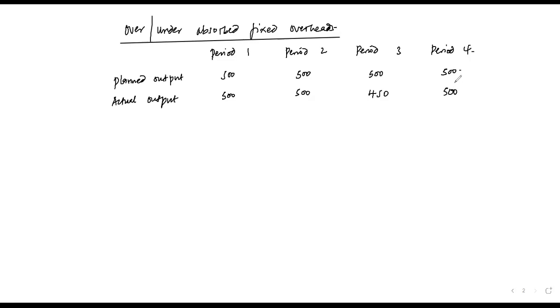Now we need to look at the difference between the planned output and the actual output. Remember, we only do this under absorption costing. In marginal costing, there is nothing like over or under absorbed fixed production overheads. So here, production equals output. Planned output equals actual output. Now, whenever planned output equals the actual output, the difference in units.